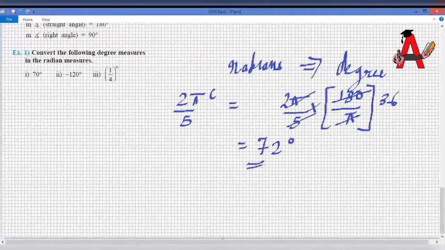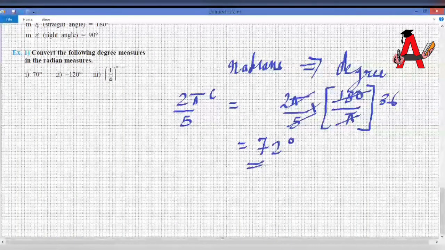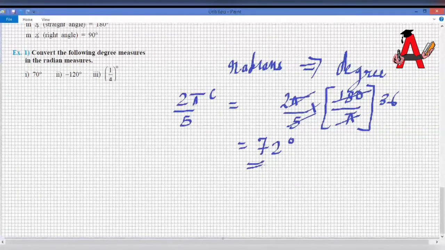So, degrees into radians and radians into degrees. To convert degrees into radians, you multiply by pi by 180. And to convert radians into degrees, you multiply by 180 upon pi.